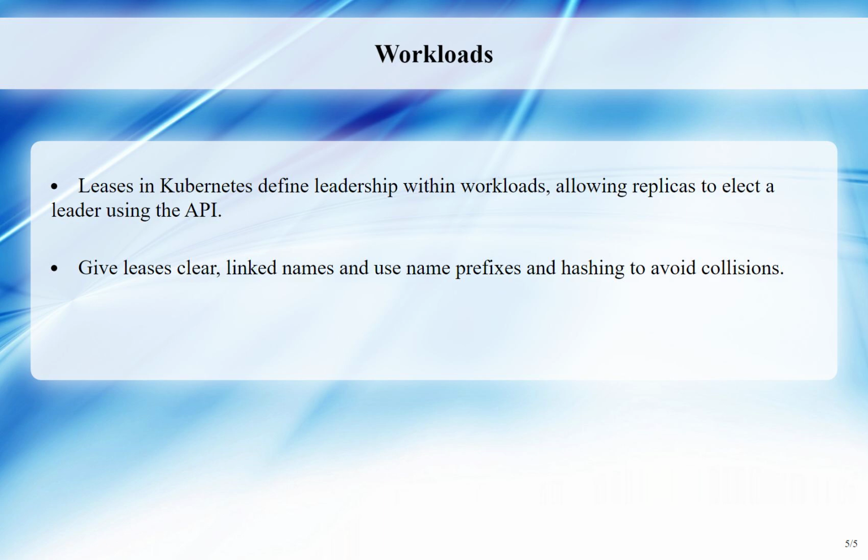To prevent name collisions for leases when multiple instances of a component are deployed, a name prefix and a mechanism such as hashing the name of the deployment can be used. Ultimately, the goal is to ensure that different software products do not conflict with each other.